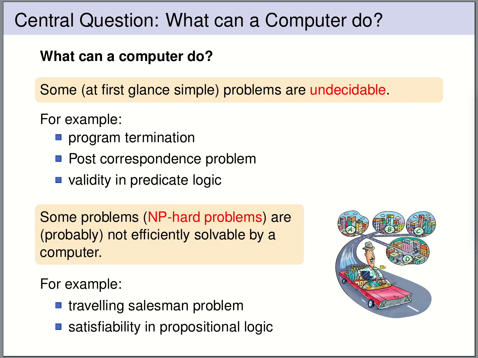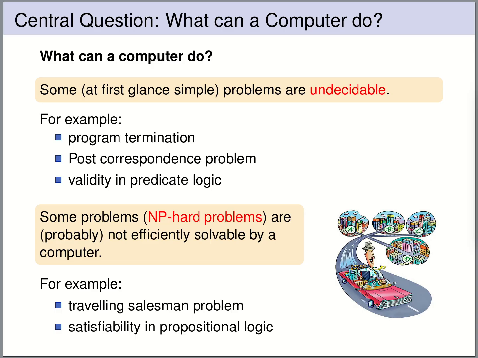There's also a class of problems that are decidable, but they are probably not efficiently solvable by any computer. And these are the so-called NP-complete problems. So what does this mean? These problems are decidable. That means we can in principle write a computer program that solves them, but they are not efficiently solvable. So this computer program is inefficient in the sense that we may have to wait for a very, very long time before we get an answer from the program.